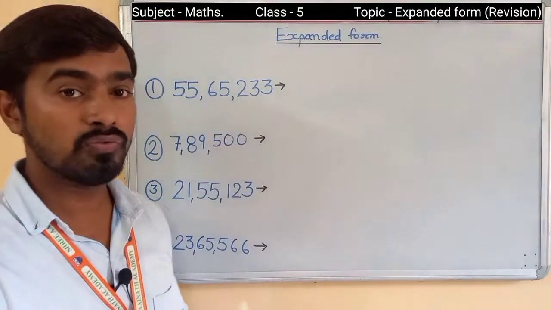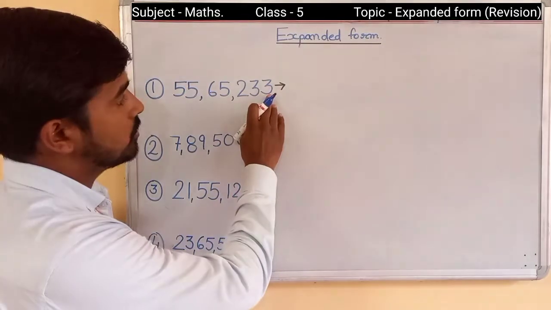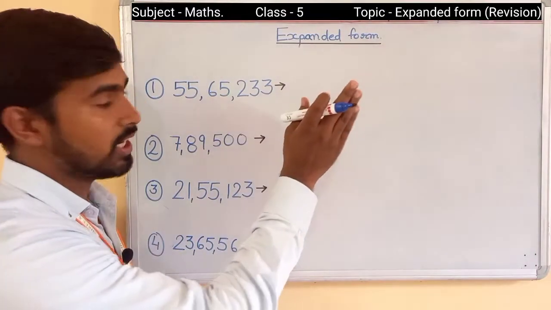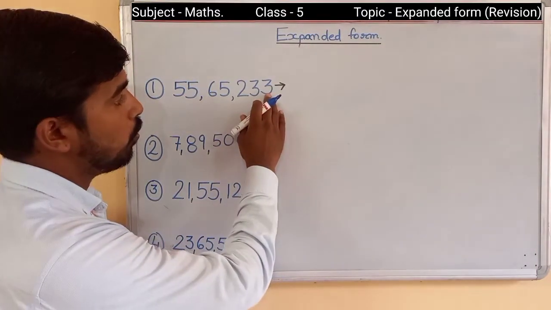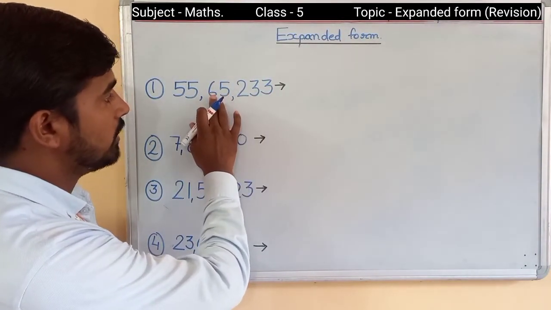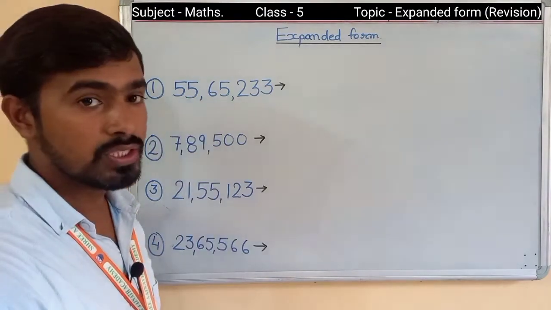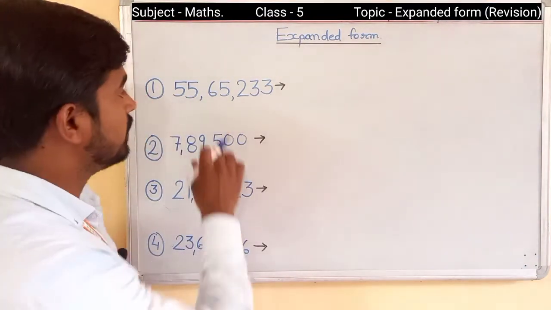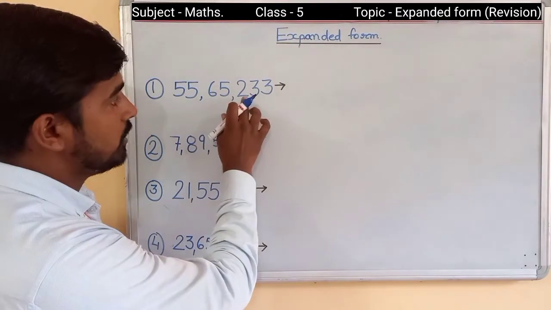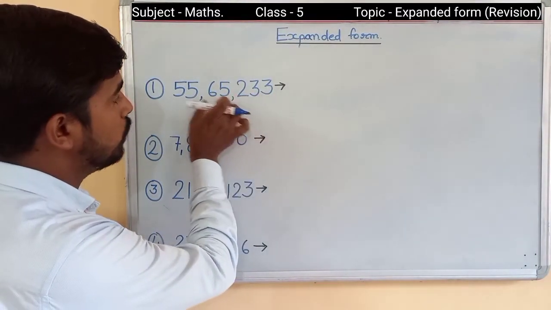We have a number 5565233. Okay, so first of all, how to read the number? Start from right hand side. Ones, tens, hundred, thousand, 10,000, lakh, 10 lakh. So this is 55 lakh 65,233. So this is a group of 3, 2 and 2.